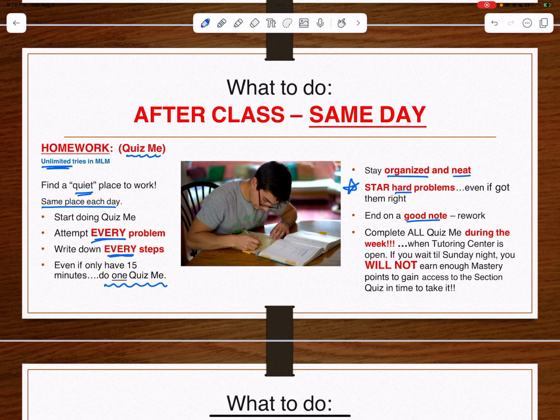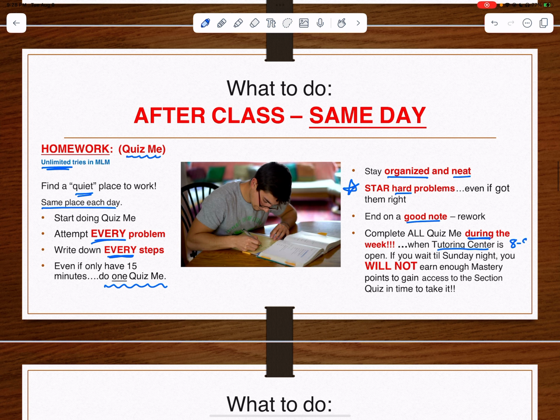So you want to complete all the quiz me's for the section during the week. Okay, do it during the week, because during the week, the tutoring center is available and it is open from 8 in the morning to 8 at night. Okay, except on Fridays, and then it's 8 to 1:30. So they are available. I'm available during my office hours.